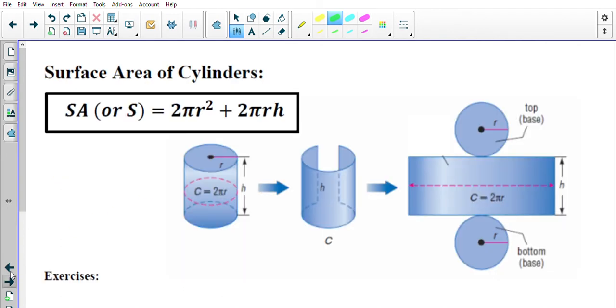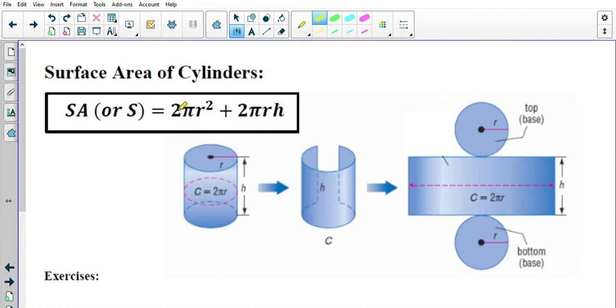So again, I also added in surface area of cylinders. So the formula is 2 pi r squared plus 2 pi r h. And again, you sometimes see SA for surface area, sometimes S. Doesn't really matter. If we want to create the net of this cylinder, it's going to form two circles.